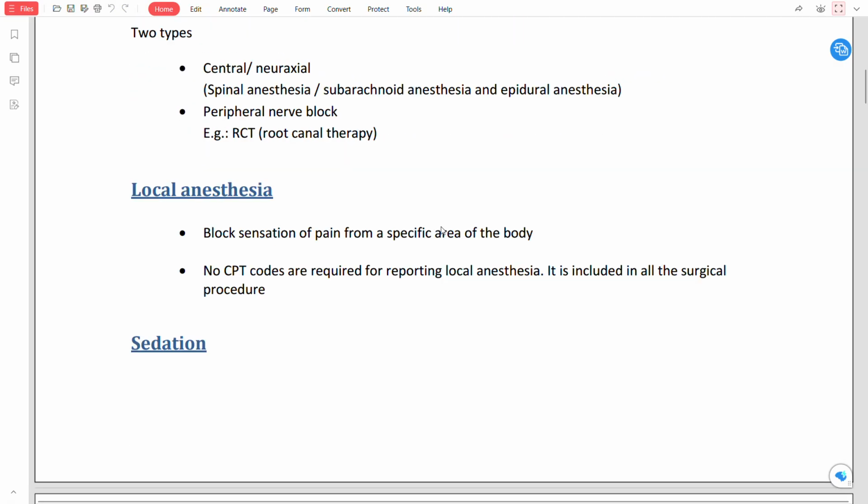And local anesthesia blocks sensation of pain from a specific area of the body. No CPT codes are required for reporting local anesthesia, because local anesthesia is included in all surgical procedures. So there will be no separate codes for local anesthesia.